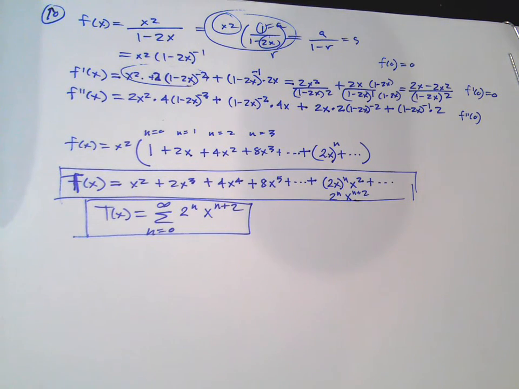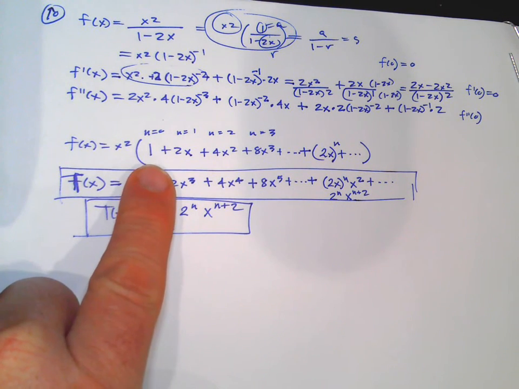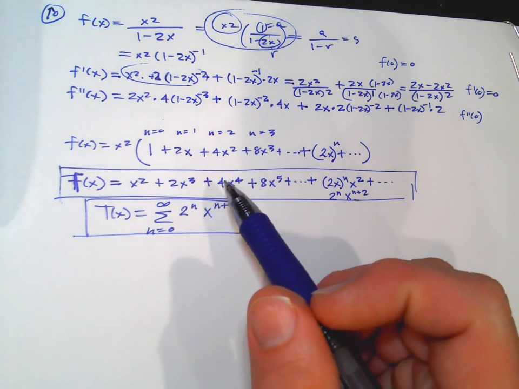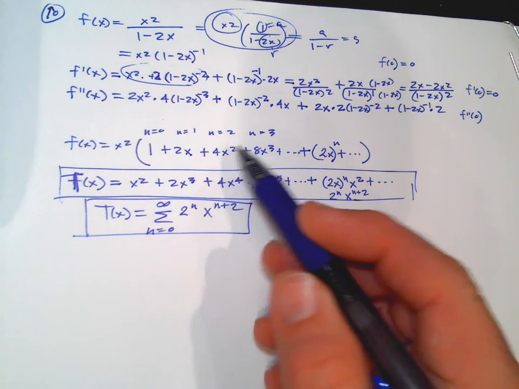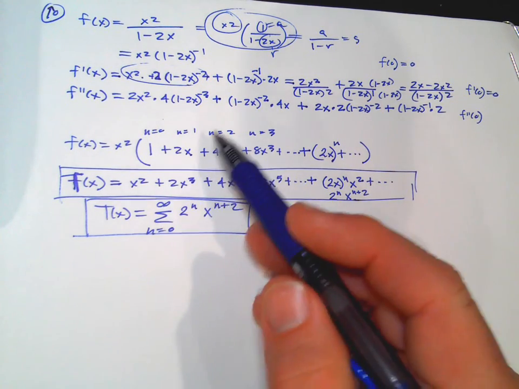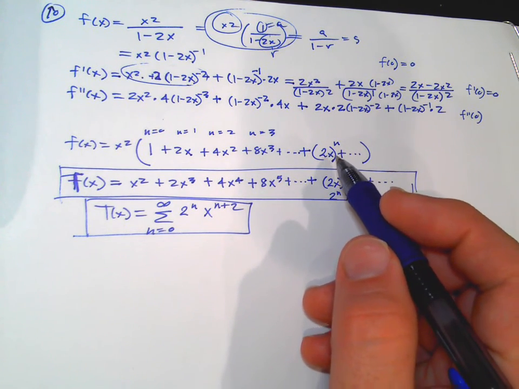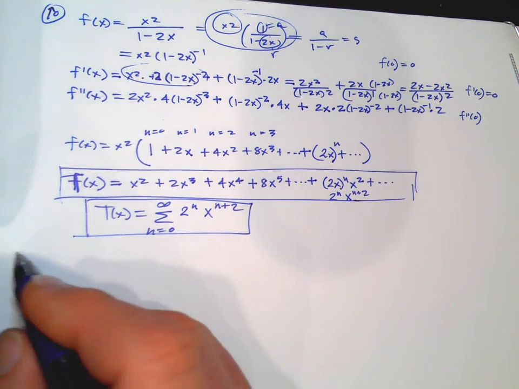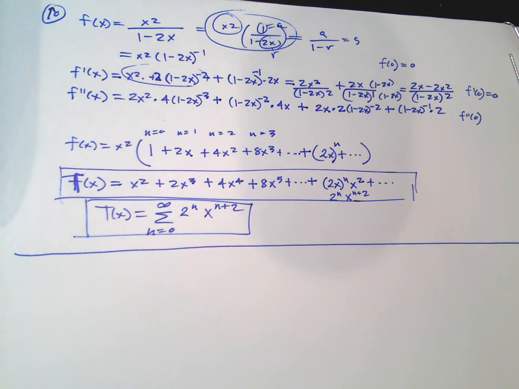Let me just double check it. First term is 1. R is positive 2x. Multiply by 2x each time. Looks good. Distribute the x squared in. Looks good. Yeah, so I think I'm going to go with that. So that's sort of a different approach there. I was going back to our most basic power series at the beginning.